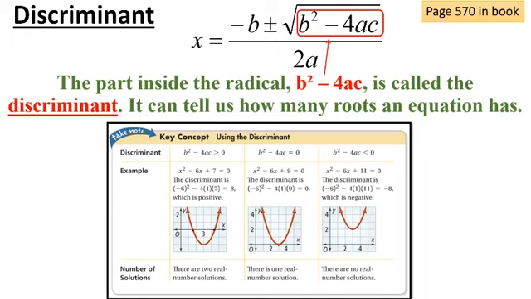And if you think about it, this makes sense because the discriminant, the b squared minus 4ac, is the part under the square root. You can't take the square root of a negative number and get a real number. Remember, we talked about this, it turns into an imaginary number. So that makes sense that there is no real solution.